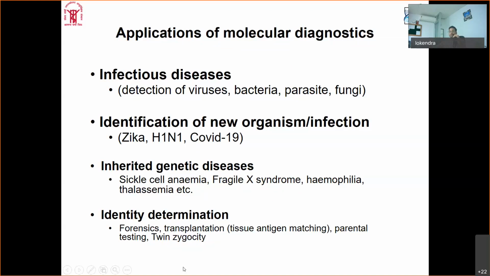These methods can also be used for identity determination. So there are now separate agencies that can detect, for example, in case of forensics, transplantation, parental testing, twin zygosity. These are some of the important aspects which can determine the hereditary or lineages, whether it is related to disease or in terms of identity.